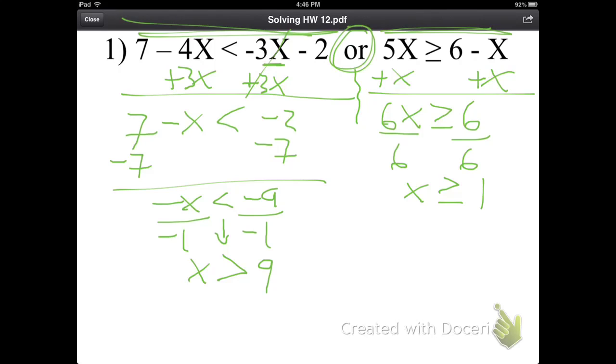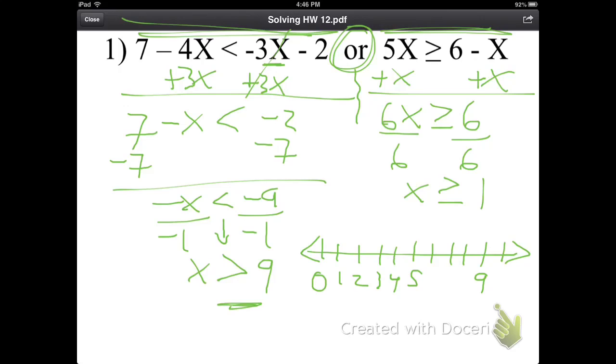So now I got this OR statement. That's going to have an effect here after we've graphed it. So I need to have x greater than 9 or x greater than or equal to 1. So I should put my 0 over here. 1, 2, 3, 5, 6, 7, 8, 9. Yeah, so when you're graphing, you need a number line. Make sure both your points of interest are on it.